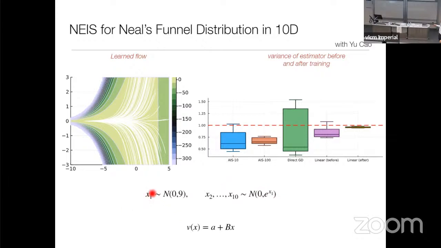So if you think about this in 2D, right? If this is x2 and this is x1, the variance of x2 shrinks exponentially when x1 is negative and explodes exponentially when x1 is positive. Okay, and again, if you try to calculate in this case the ratio of the partition function using as base distribution, say a unit normal, a Gaussian for all variables, the variance is infinite, right? And so this was the example that Neal used with annealed importance sampling.